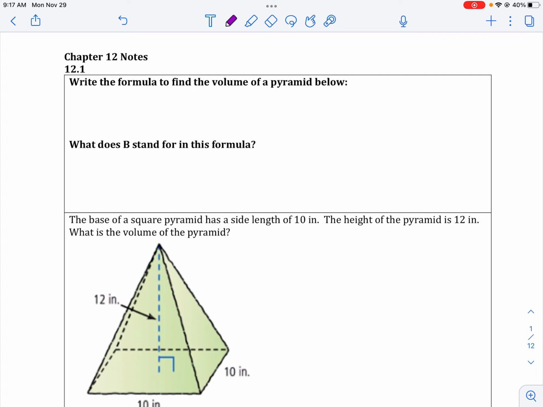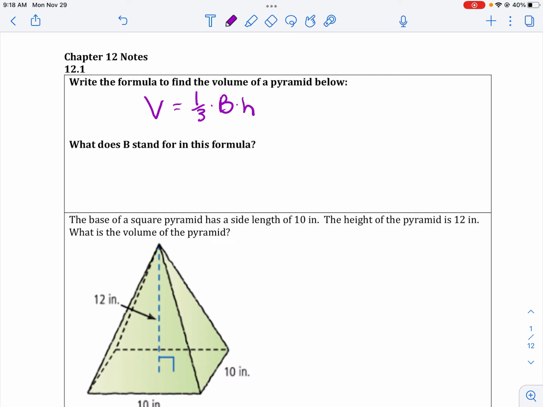Here we are going to find volume of square pyramids. We only do square pyramids in this class, but I'll give you the formula for finding the volume of any pyramid. So volume is 1/3 times capital B times H. H stands for height, the actual height of the pyramid.